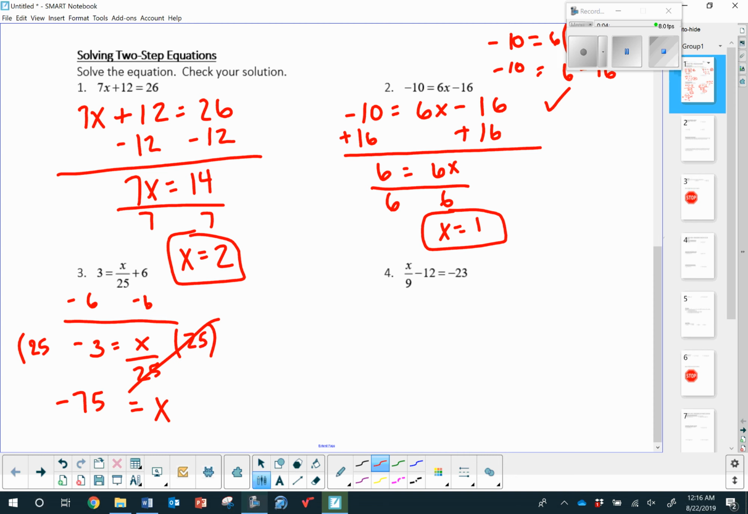All right, number 4, same thing. Getting rid of the 12 before we start anything else. So we're going to get rid of this 12.